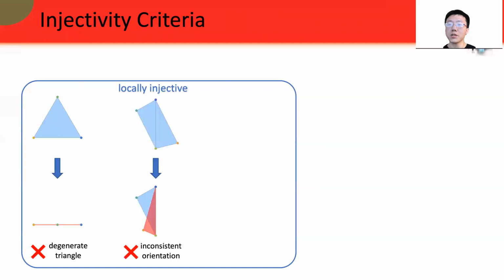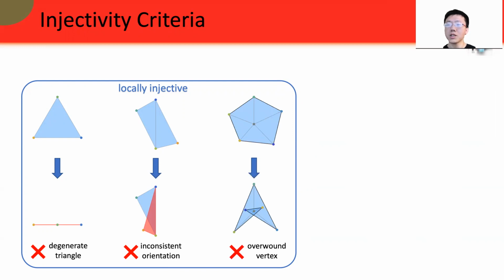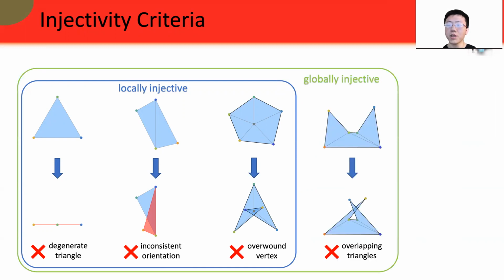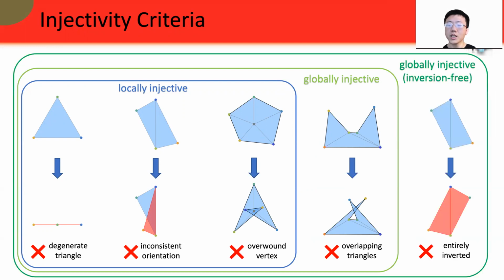Two neighboring triangles should have the same orientation, and the sum of angles around the vertex should be 2 pi. The vertices with an angle sum more than 2 pi are called overwound vertices. For the map to be injective everywhere, it has to be free of overlap between any two triangles, even though they are not adjacent to each other. However, an injective map can be entirely inverted, which is also not desirable in practice. In this work, we consider globally injective maps that are inversion-free.